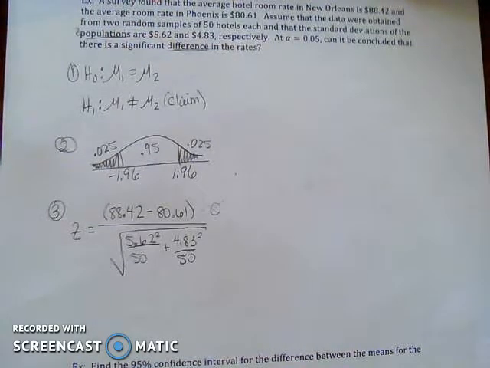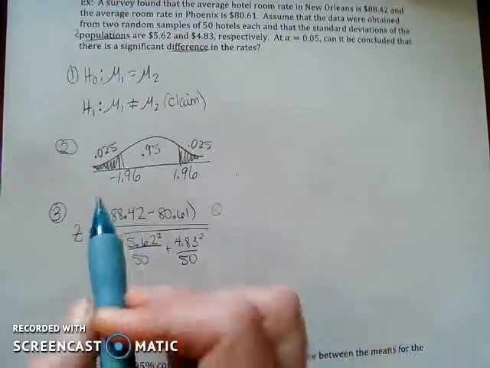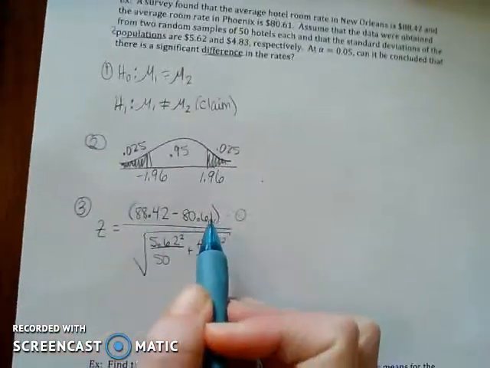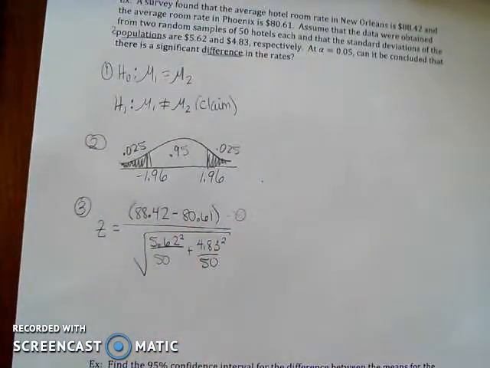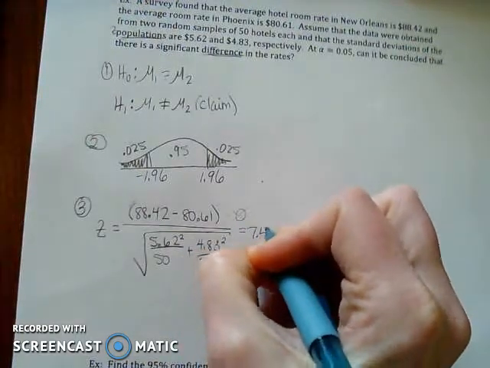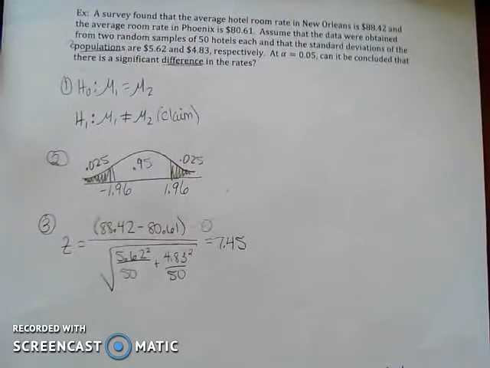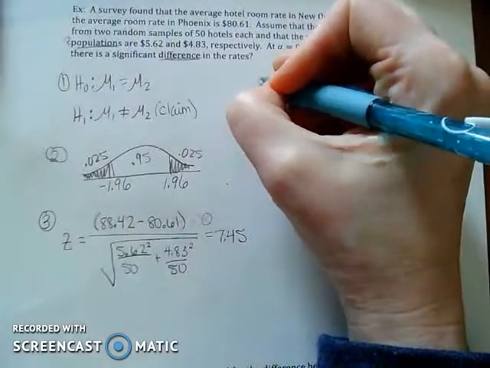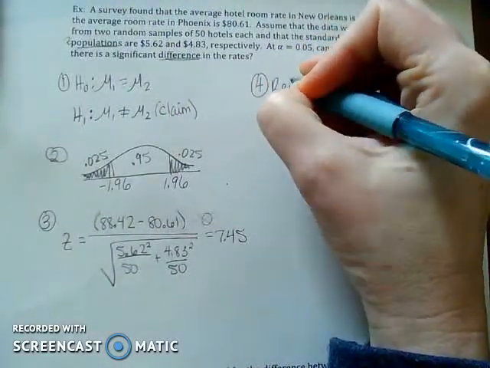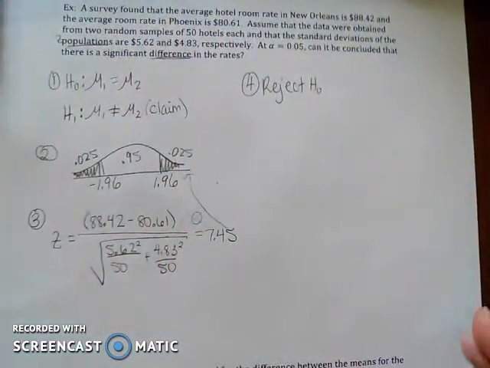So again, I want you to type this all in your calculator at one time. All right, the only parentheses you need are exactly where I have them. So you have this here divided by square root. You don't need to put any more parentheses in there, and it should come out to 7.45. So that's a really big z-score. Step 4, that means we need to reject our null hypothesis. Again, 7.45 is going to be way out here. So we're going to reject.